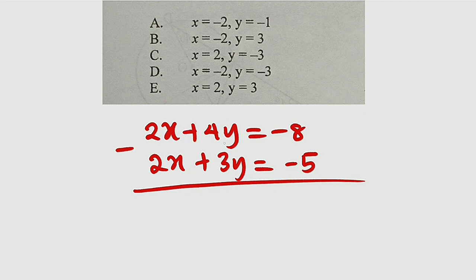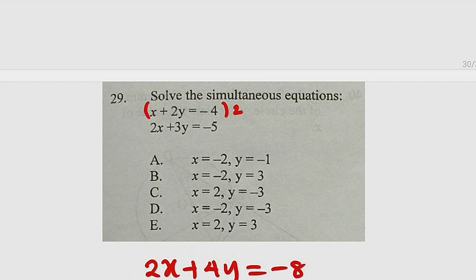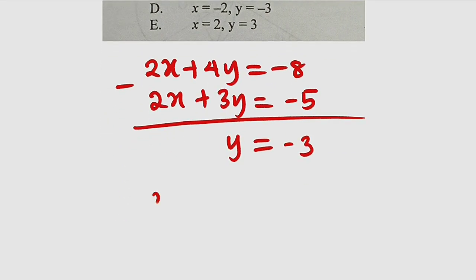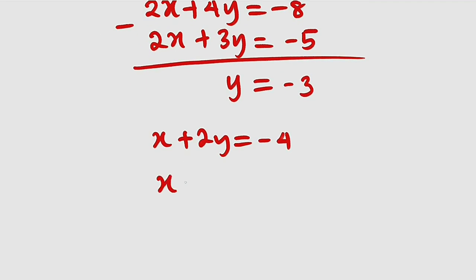This minus this is 0. This minus this is y equals negative 8 minus negative 5, which is negative 8 plus 5, which is negative 3. And hence y is equal to negative 3. And let's use this equation, x plus 2y equals negative 4. Already y is negative 3, so x plus 2 times negative 3 is equal to negative 4.